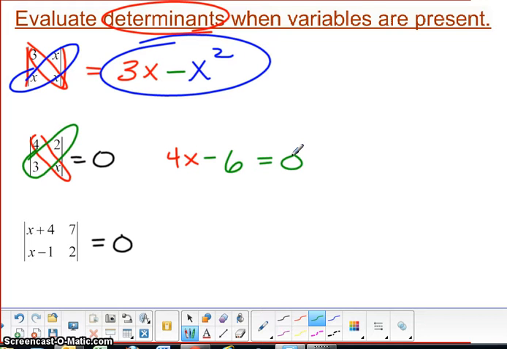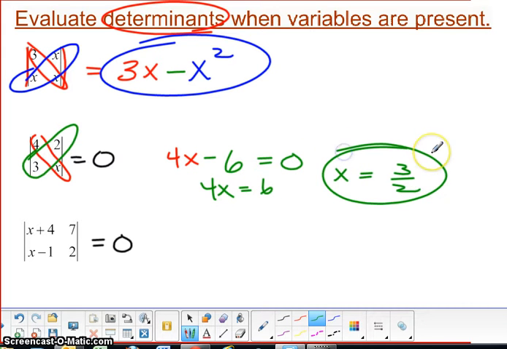And how do I solve? I need to get x by itself. So 4x equals 6, and then x ends up being 3/2 for that determinant. Okay, on the next one, the determinant is also 0, like I had mentioned before.